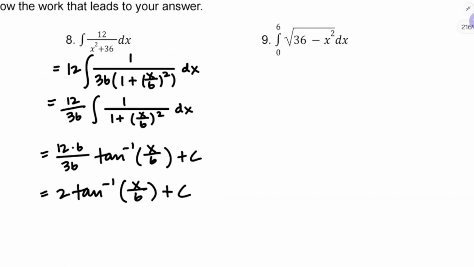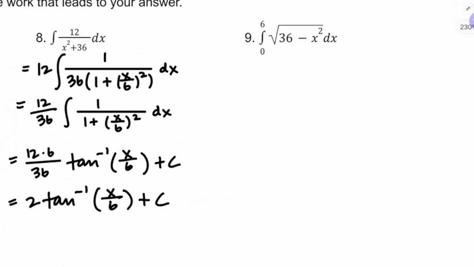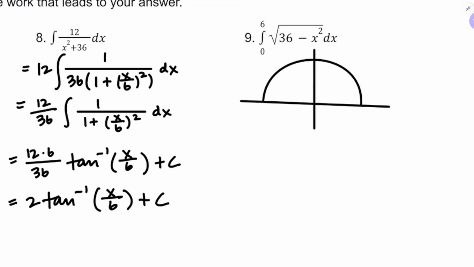And then number 9, I think we actually did this exact one in the notes, but it looks pretty similar to some of the other ones we've done: the integral of the square root of 36 minus x squared. When we're looking at that integral from 0 to 6, we can do that one with geometry. So we need to know that y equals the positive square root of 36 minus x squared makes the upper half of a circle centered at the origin, with radius 6.